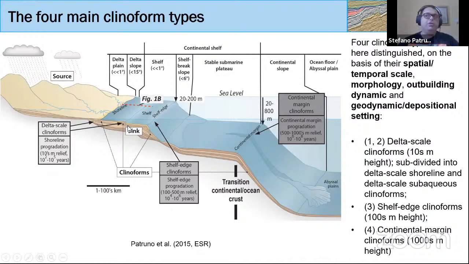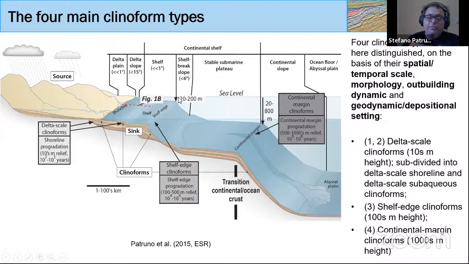The delta scale clinoforms, in turn, can be divided. I already introduced that, but I'll repeat it. They are both tens of meters in height, but there can be some delta scale clinoforms whose upper or lower point corresponds perfectly with the shoreline. And that we call shoreline clinoforms or subaerial delta clinoforms. And the other one where the upper or lower point is situated at a certain depth, fully subaqueous. And this depth, we will see, changes depending on where you are. It can be 10 meters, not very common, 20 meters becomes more common, 30, 40, 50 meters. We're talking about that kind of depth below the sea level.